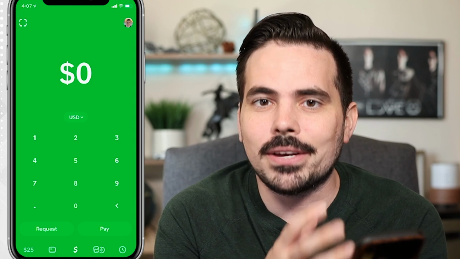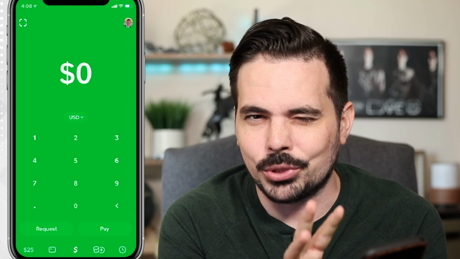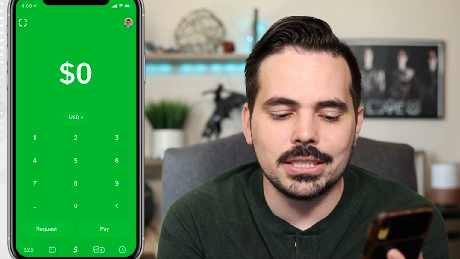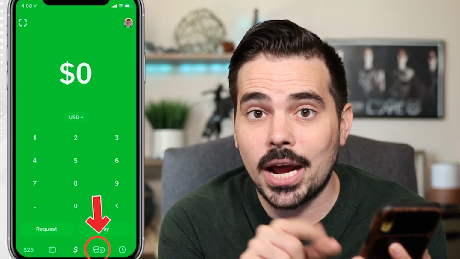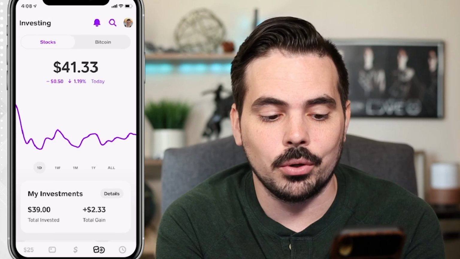We're going to go into the investing portion of Cash App because it's also a money transfer app in case you didn't know. But we're going to see the little icon towards the bottom here. It kind of looks like a little icon for a graph as well as Bitcoin, because you can also do Bitcoin on here as well.